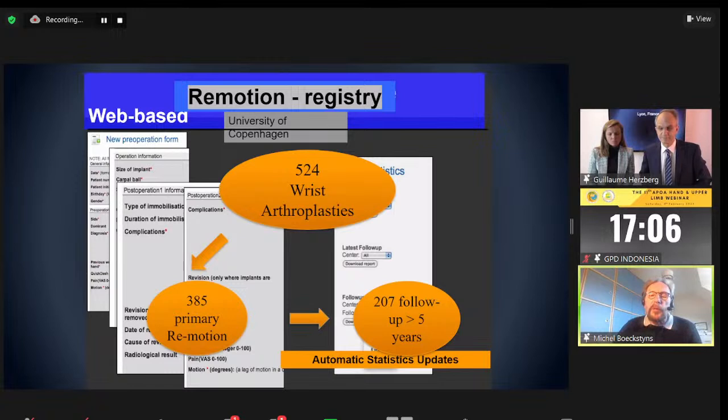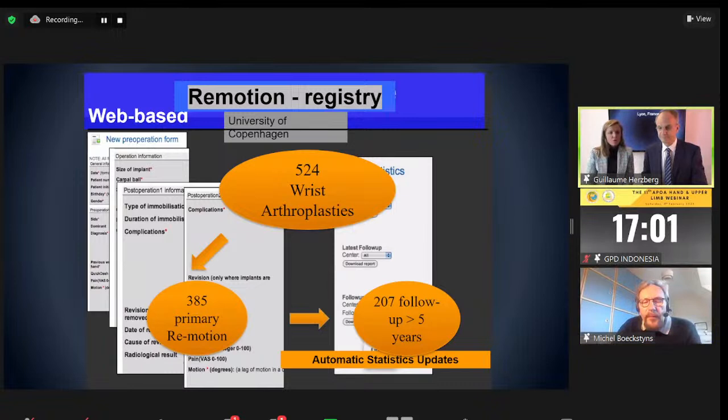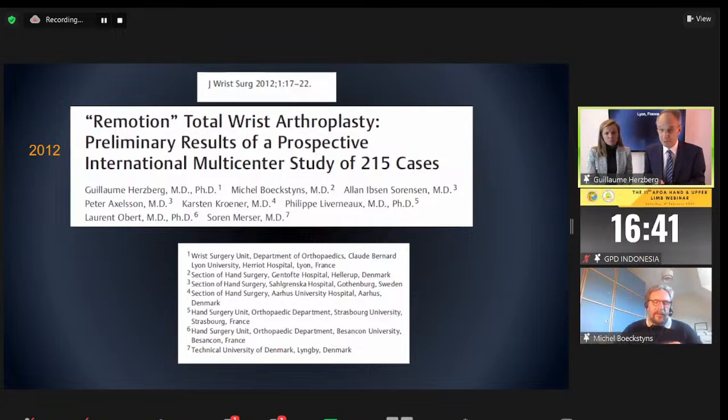Yes, and congratulations for this work, because this is mandatory to have such a big registry to see the outcomes, to make some conclusions and to improve these arthroplasties. This is really amazing. Congratulations, Michel. Yes, you should be commended for that. And we put that together in 2012. It was well received at the American Society for Surgery of the Hand. But we were careful enough in our conclusions.